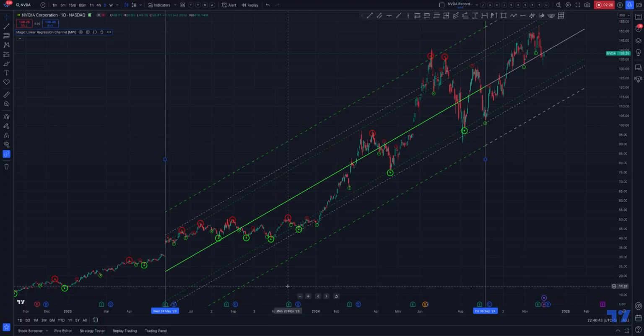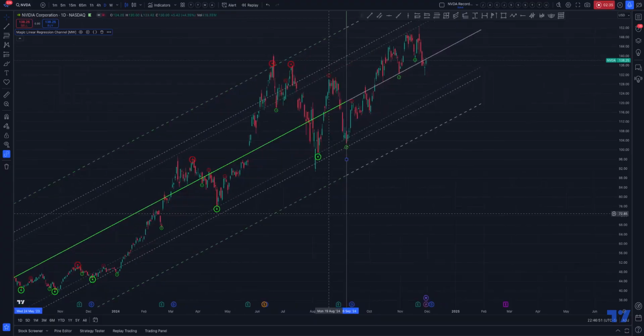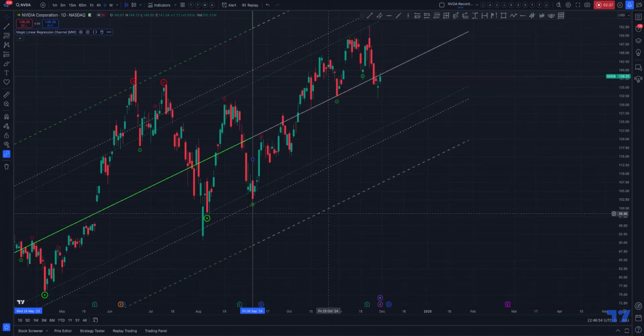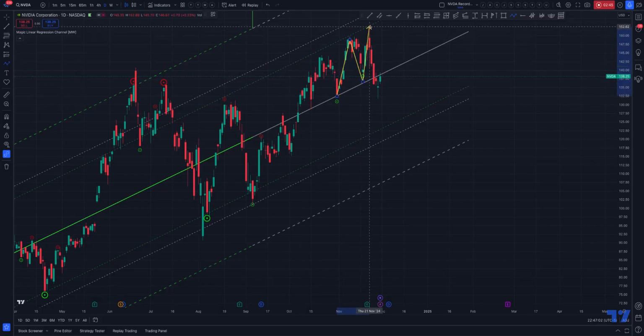So I see two scenarios playing out. There's a bear scenario, which I think is less likely, and that is based on this double top right here. And you see we broke the neckline. And the neckline is essentially this band here.